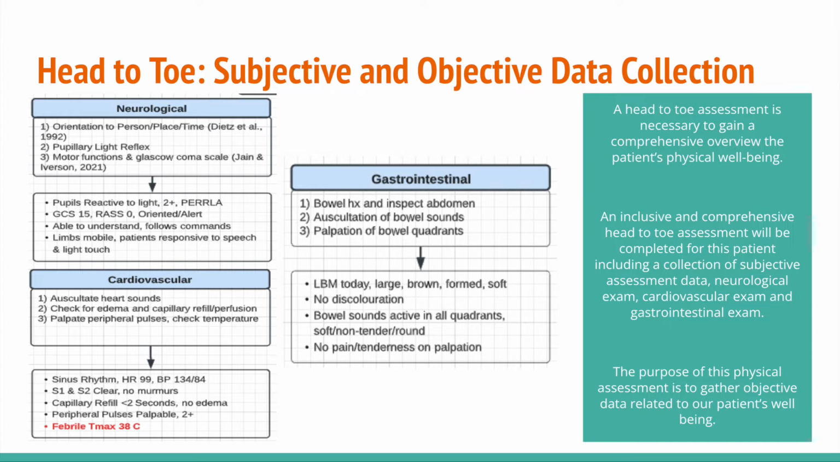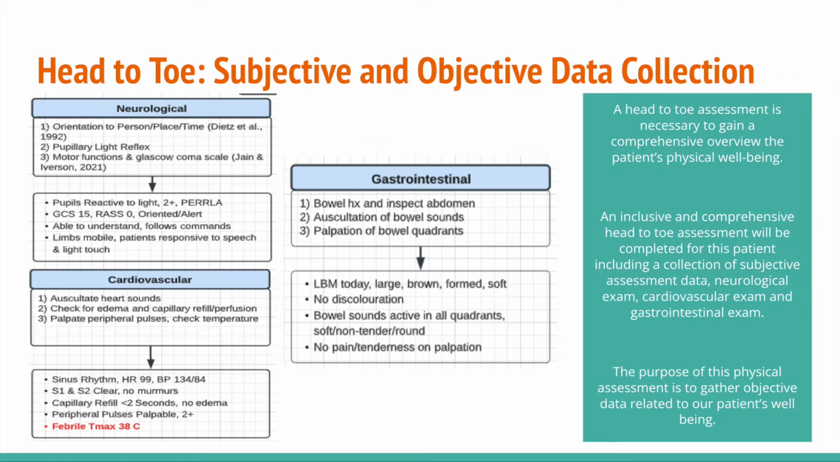The cardiovascular assessment involves the auscultation of the heart sounds and checking the peripheral areas for things like edema, capillary refill, and peripheral pulses. In this case, the patient is found to be febrile, and their heart rate at rest at 99 is slightly elevated. Next, you may want to look at areas such as the gastrointestinal or genitourinary system. In this case, through inspection, auscultation, and palpation, these areas show no abnormal findings despite the patient's other symptoms.